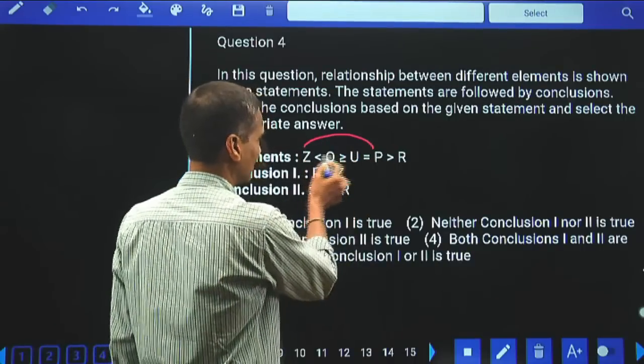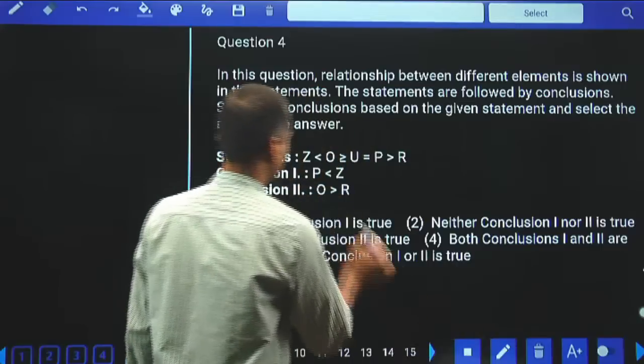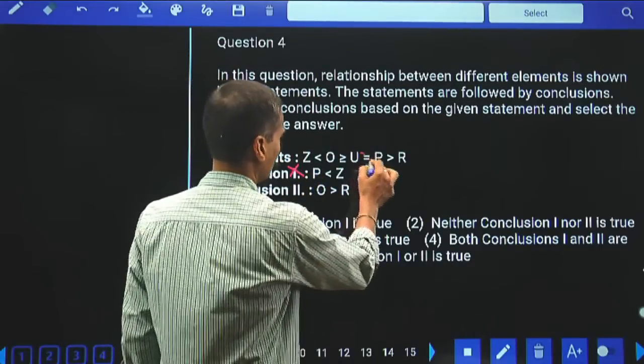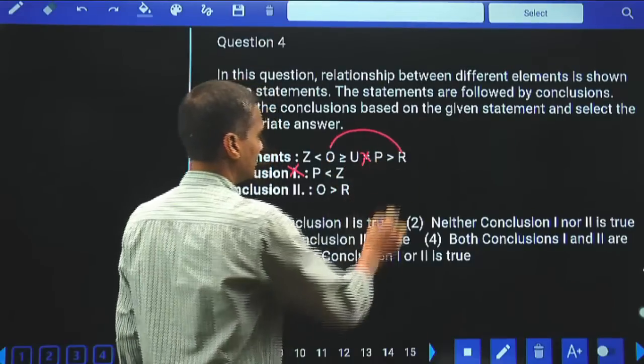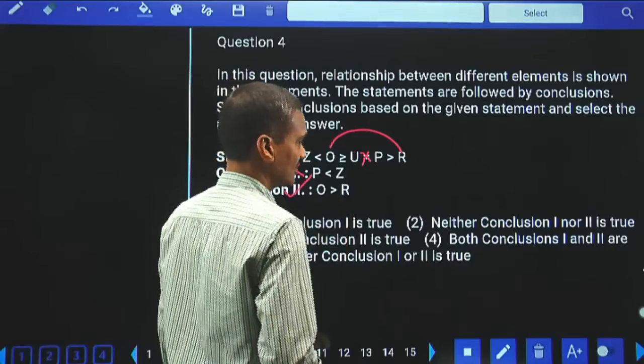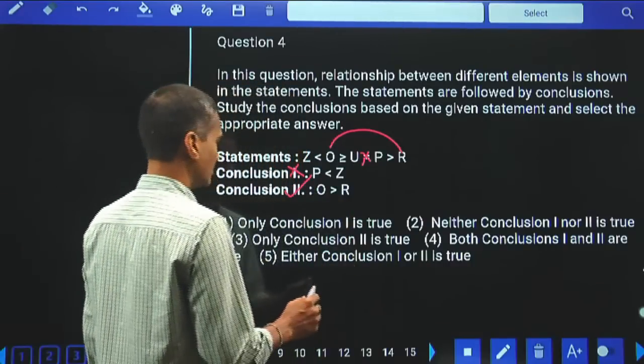Between these two, there is one lesser than and one greater than, two opposite symbols, hence no relation can be drawn. Then coming to the second, O and R. Forget about this symbol equals to. Now between O and R, tell me which symbol is common. Greater is common. Hence O greater than R is definitely true. Hence only the second conclusion is true.